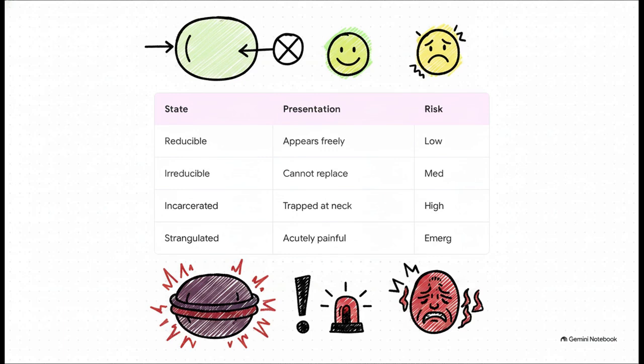You start with a simple, reducible swelling, low risk. But if it becomes irreducible, meaning you can't push it back, the risk goes up. If it gets incarcerated, meaning it's trapped tightly at the neck, the risk is high. And if it hits the strangulated stage with acute pain and skin changes, that's a full-blown ischemic emergency, and they need an operating room immediately.